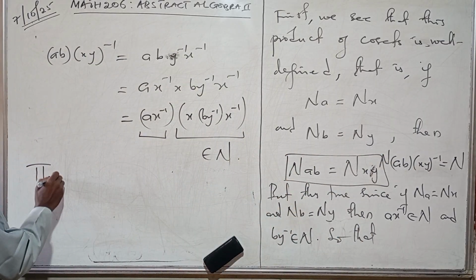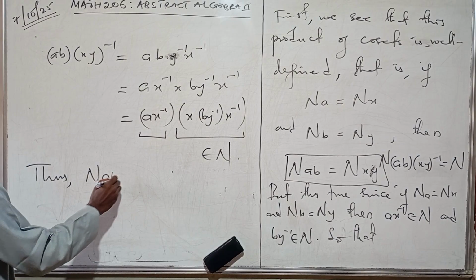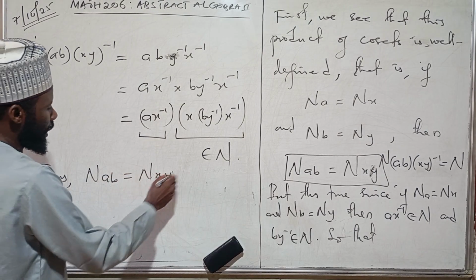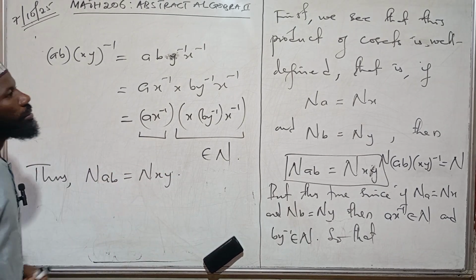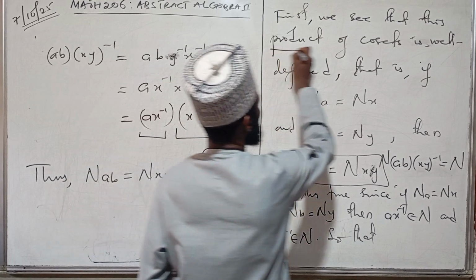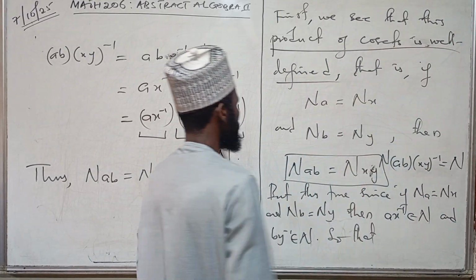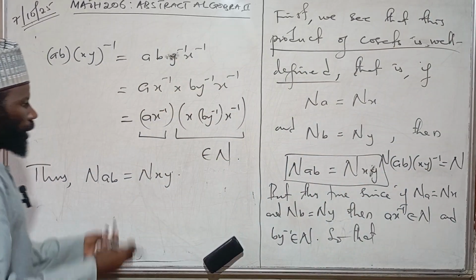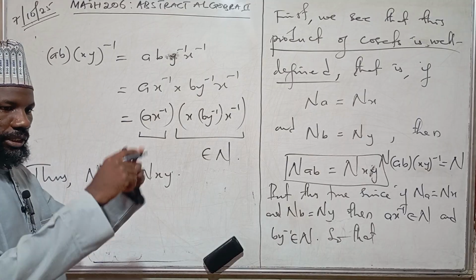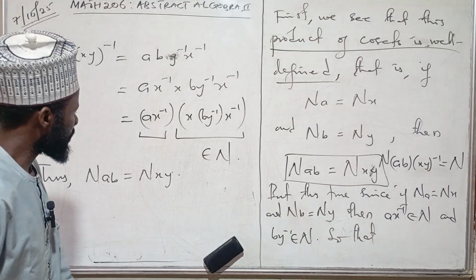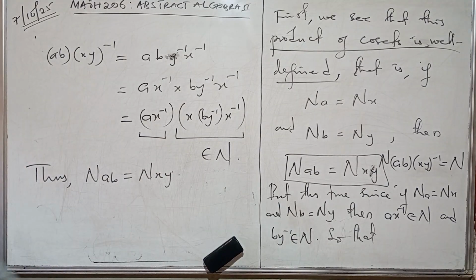Okay, so what we have is that NAB is equal to NXY. So the multiplication or product of cosets is actually well defined. So this is showing us that the product is well defined. So we have a binary operation on this set of cosets, right?